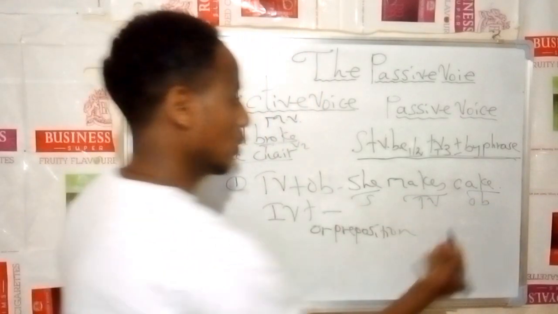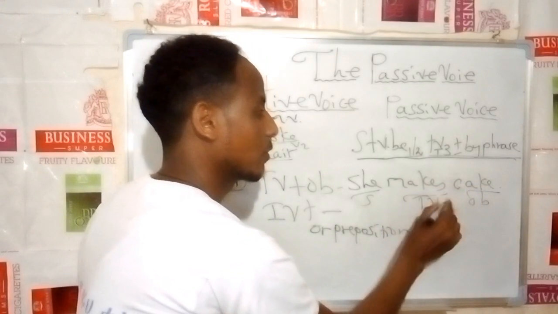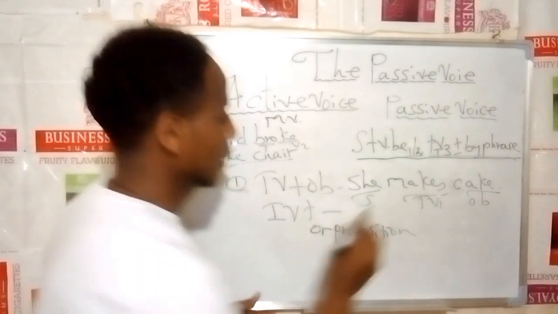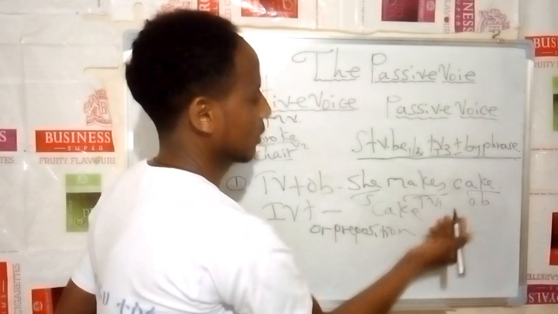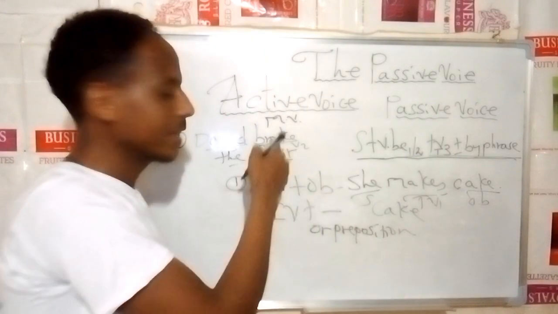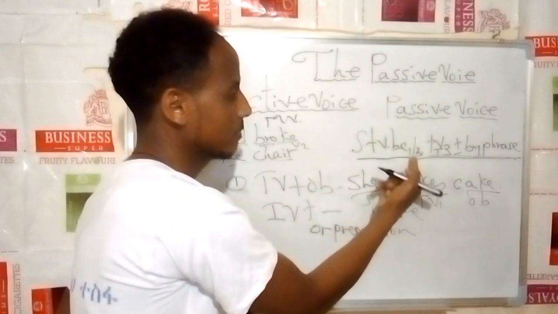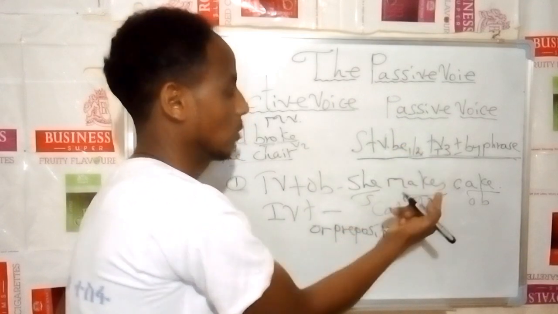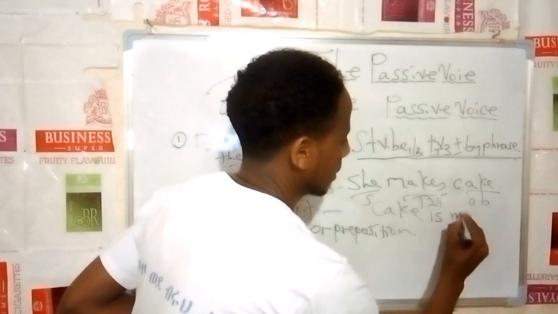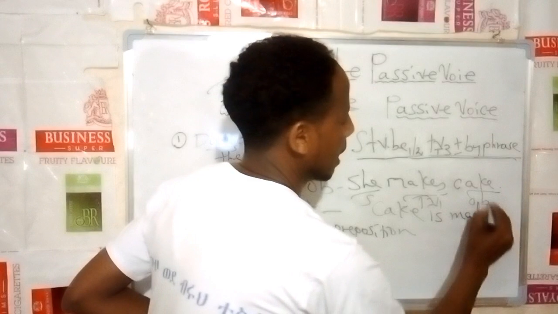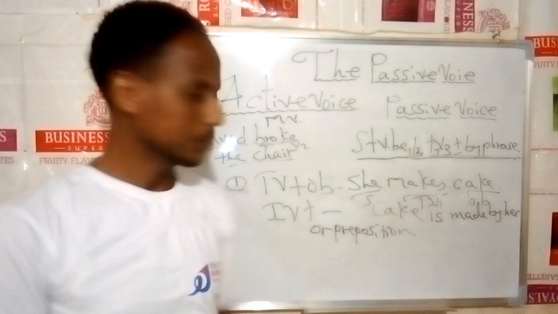Okay. So the passive voice of this active sentence: the tense is V1, it is present simple. If the transitive verb in the active voice is in the simple present form, we may use the verb to be, is, plus the past participle. So: cake is made by her. Cake is made by her.